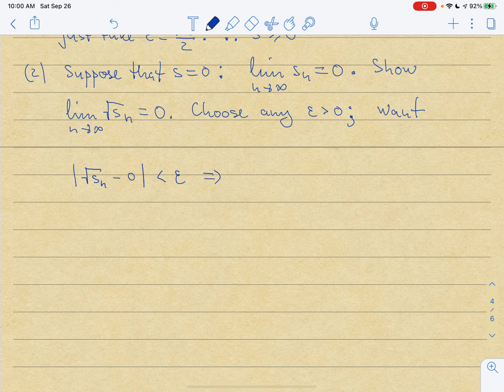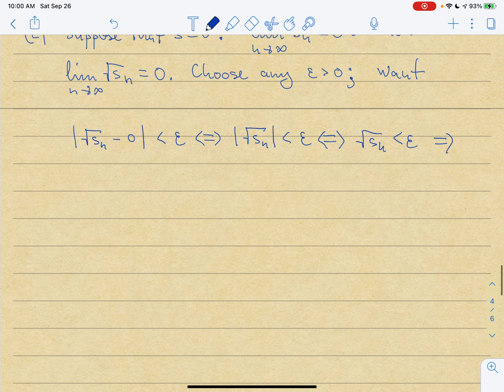If I'm writing an expression like that, that's the same thing as absolute value of square root of Sn less than epsilon, because 0 doesn't matter. This is the same thing as, I can drop the absolute value sign because square root of Sn is always positive. Square root of Sn is less than epsilon. And if I have two positive numbers, one of them is less than another one, then if I take square of both sides of this inequality, it should be preserved. So therefore, Sn must be less than epsilon squared.